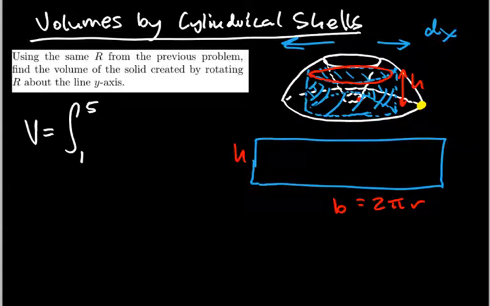Okay, so the height. What is the height? So the height is the distance between here and there. That's actually the function value. The height is the function value. So that's f of x. And then the radius is the distance between the origin and this point. So that's actually just your x value. So for cylindrical shells, all you really need is volume equals 2 pi times x f of x. X times the function.